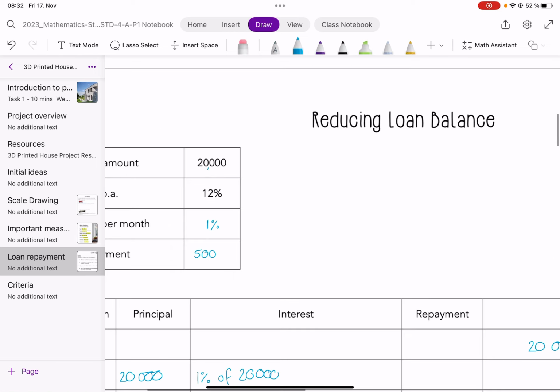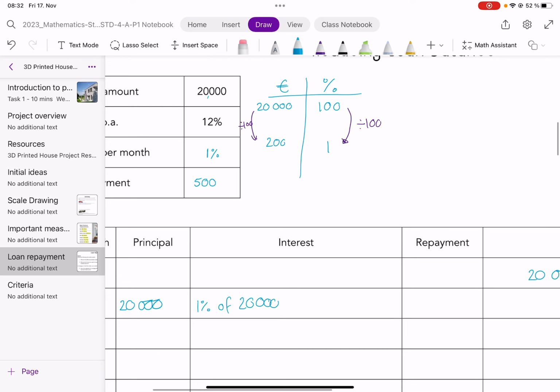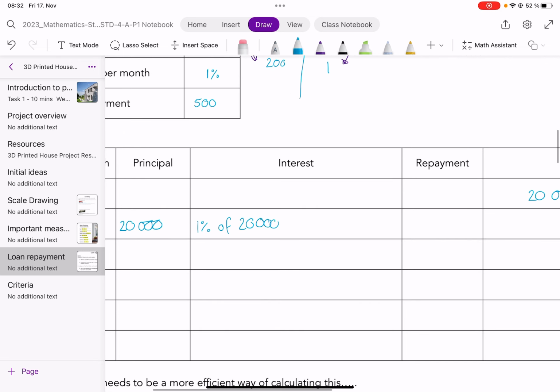Okay, so I'm just going to do a little T-table up here. So I've got my money and I've got my percentage. I know that I owe 20,000. I know that's all of my money. And I want to find 1%. Okay, just like we've been doing throughout the unit, I can use division. So I'm going to divide by 100. So that gets me 200. There we go. So 1% of 20,000 is 200. So I owe an extra €200 now.